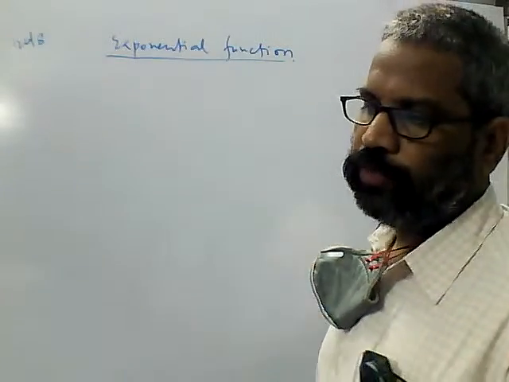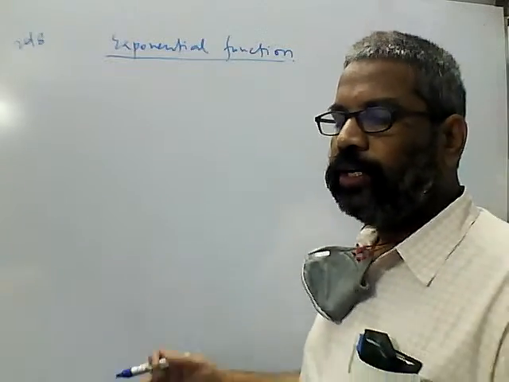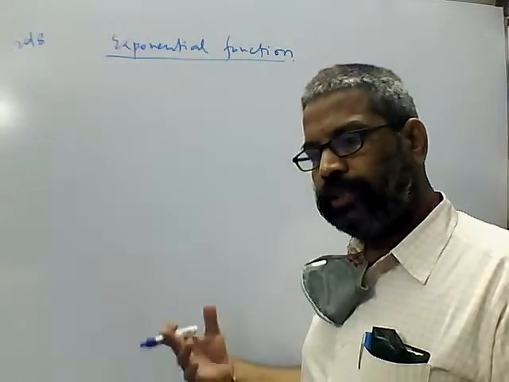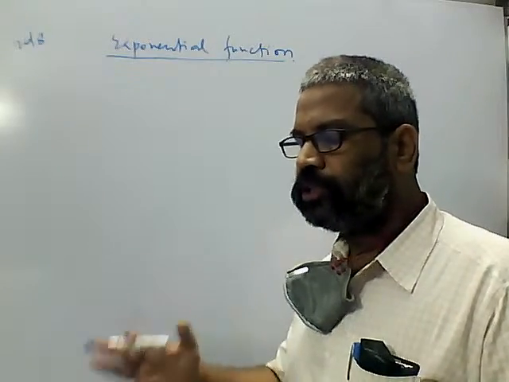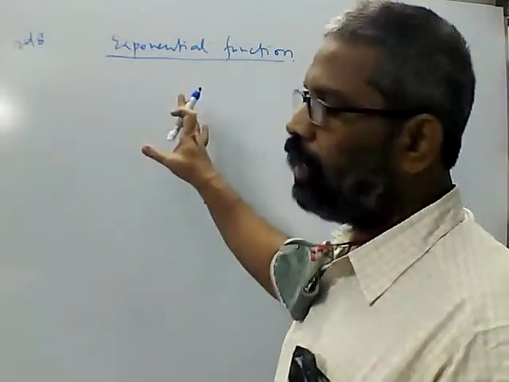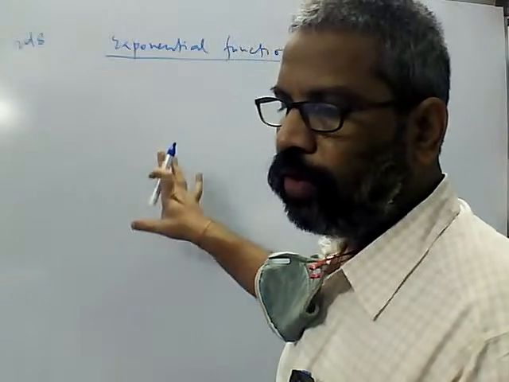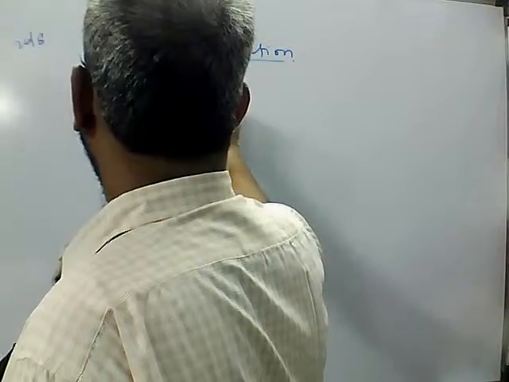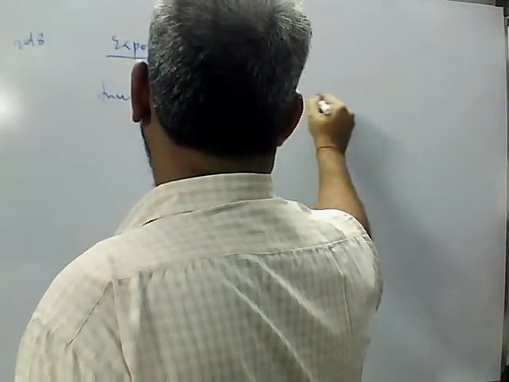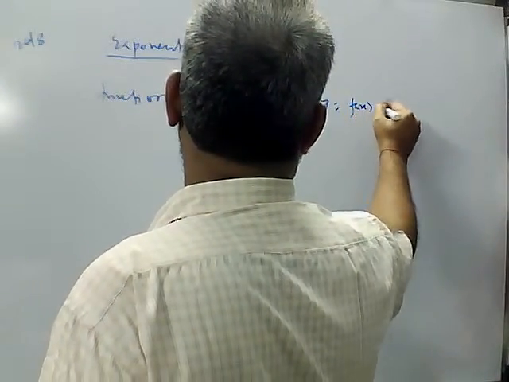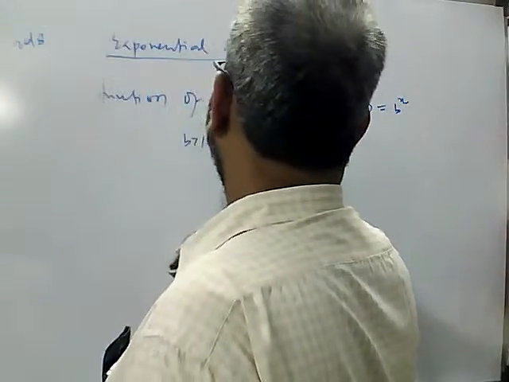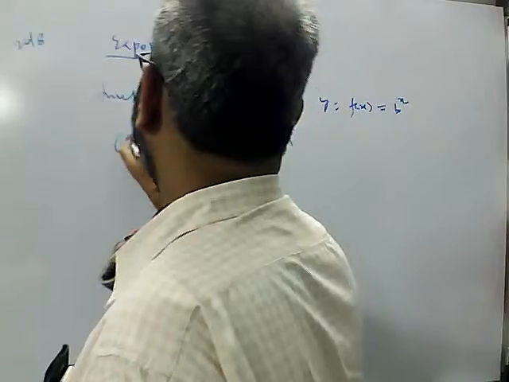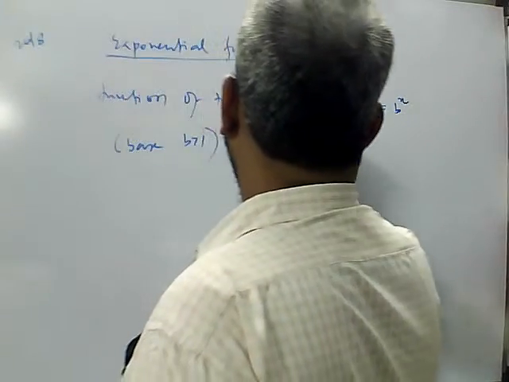What is exponential function? We are going to define different types of functions and then we are finding the derivatives of those functions. I told you, in this chapter of differentiability, we are totally depending upon derivatives, finding the derivative of every function. So a function of the form y is equal to f of x is equal to b power x, b greater than 1, is called the base exponential function.